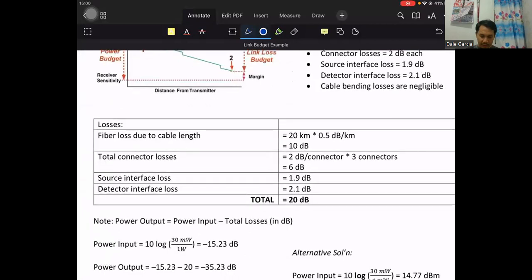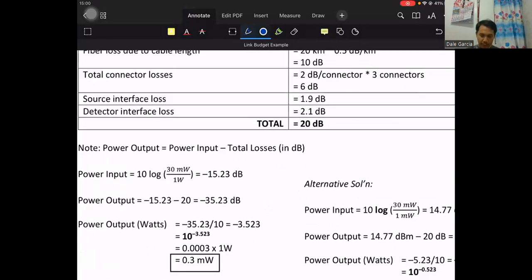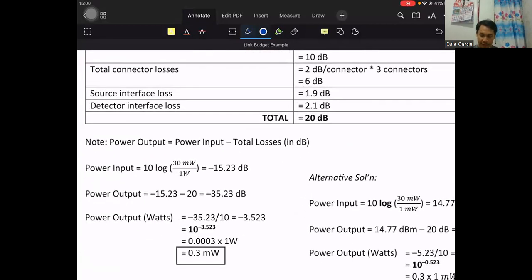So we multiply 2 dB per connector times 3 connectors, which is 6 dB. We add everything: 6 plus 1.9 plus 2.1. The 1.9 is the loss of the source, and the 2.1 is the loss of the detector. I mean, the 1.9 is the source, and the 2.1 is the detector.